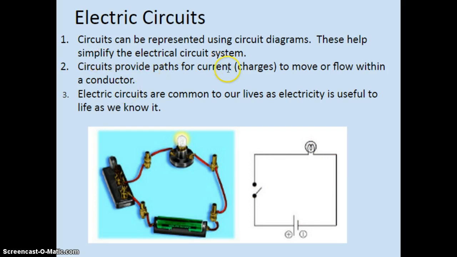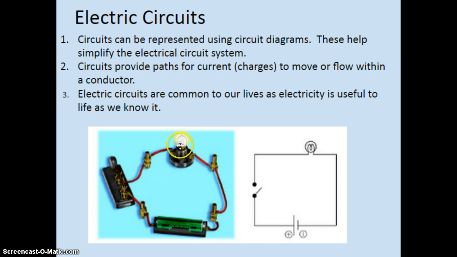Circuits provide paths for current, right, charges to flow or move within a conductor. So the wires we're going to use have a tendency of being metallic and copper at that, and it allows for current to flow. Electrons are able to move throughout the wire itself.